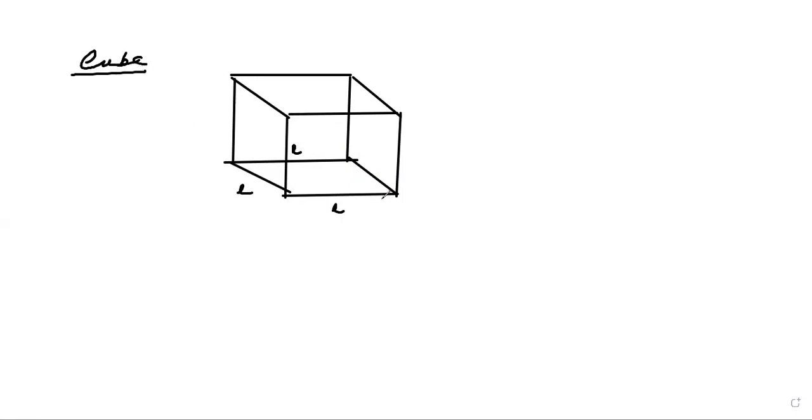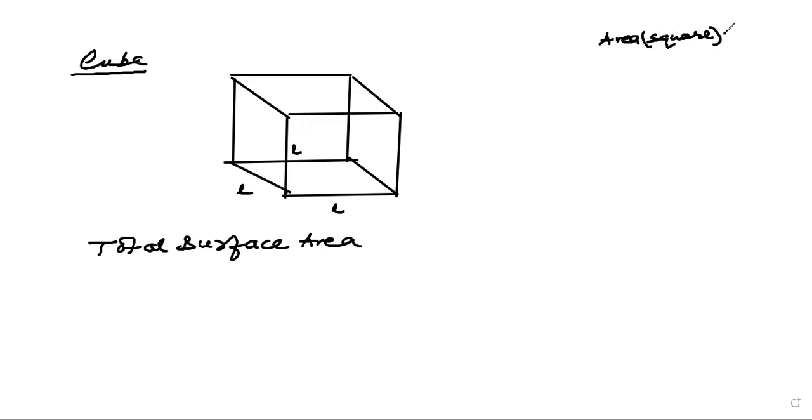Now, in this cube, since all sides are equal, children, we call it by a special name: edge of the cube. Edge of the cube is L. Now, all the six faces are identical squares. So if I want the total surface area, remember, the area of a square is side squared. Area of a square is side squared. You know the area of a square; you learned side squared in lower classes.